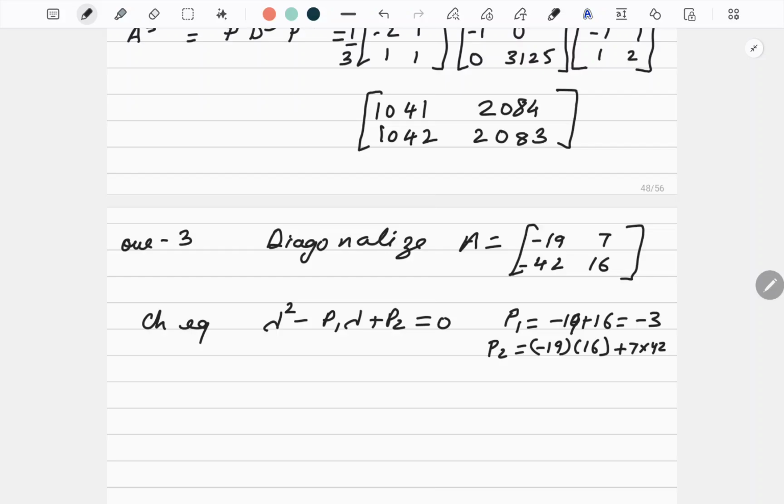Go to the matrix, pick up any one matrix, and then select the order. That is 2 cross 2 matrix, and my matrix is minus 19, 7, minus 42, 16. So I got this matrix. Now I want to find out the determinant. So do shift and 4.